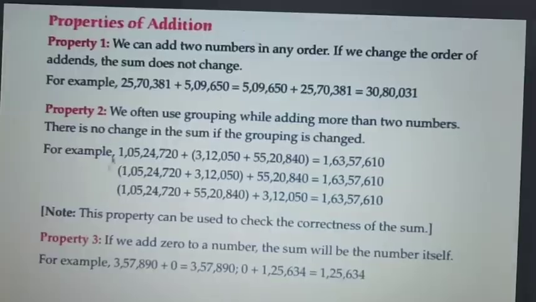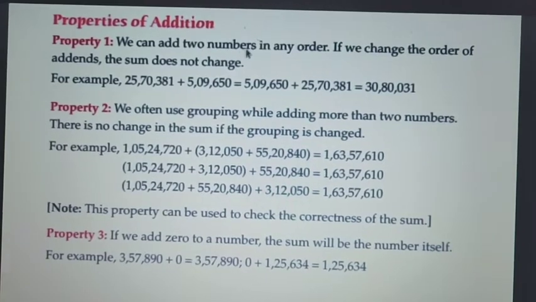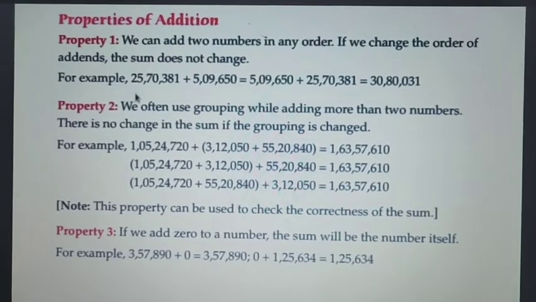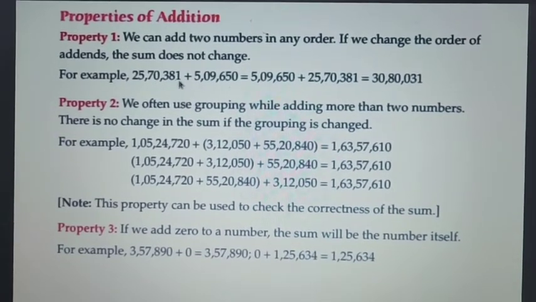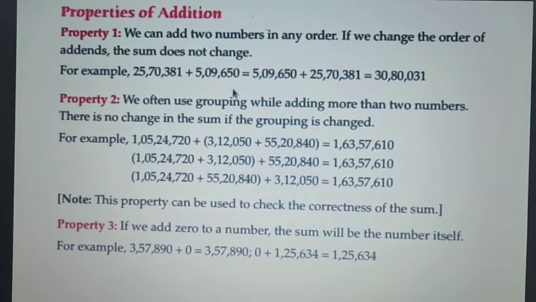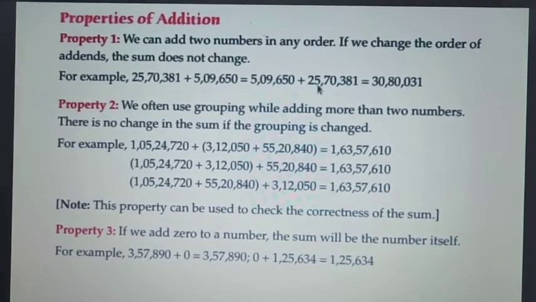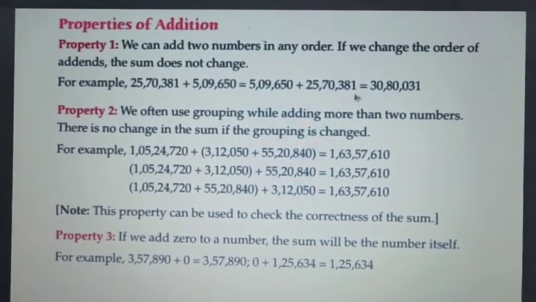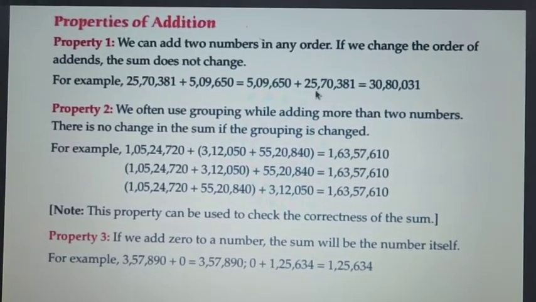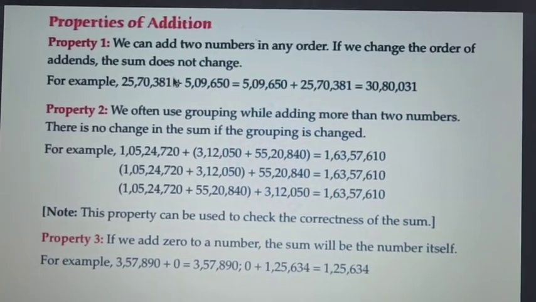Okay, see properties of addition. We can add two numbers in any order. If we change the order of addends, the sum does not change. For example, 25,70,381 plus 5,09,650. We can arrange 5,09,650 plus 25,70,381. If we add, the answer will be 30,80,031. If we change the order of the numbers, the answer is not changing. That is property number 1.